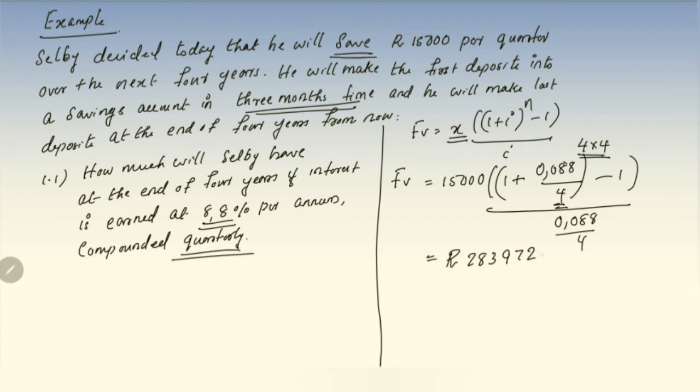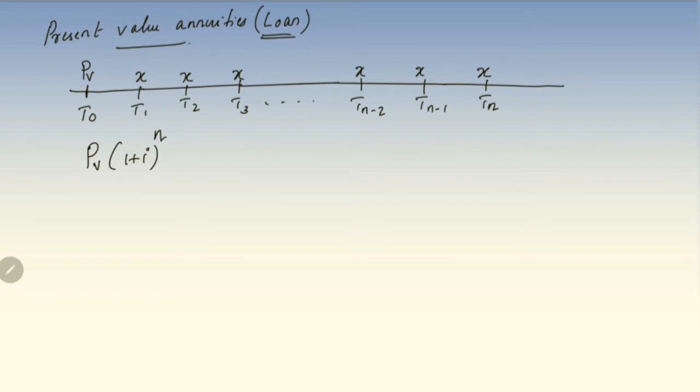So if your calculation is correct, you will get the answer around 283,972.907, you get it. When you round off to 2 decimal places, it's going to be around 283,972.91. So this is how we are using it. So I just showed you one example based on future value. Now coming to the present value annuities, we are using this formula when it comes to a loan.